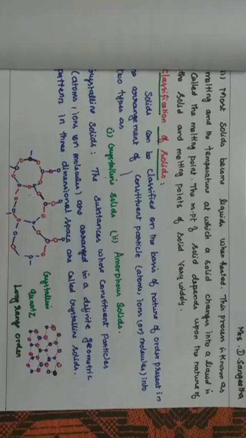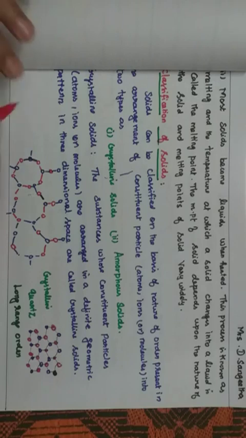Next, classification of solids. Generally, solids can be classified based on the nature of order present in the arrangement of constituent particles. How the constituent particles are arranged in the solid. Based on that, we can classify solids mainly into two types. One is crystalline solid, another one is amorphous solid.